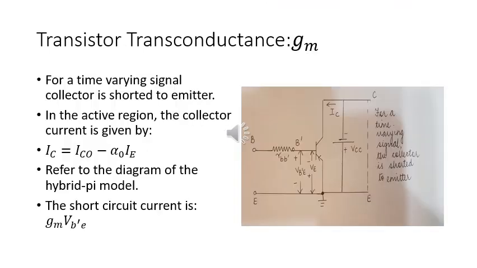We now carry out a calculation of the transistor transconductance GM. For a time varying signal, the collector is shorted to emitter. In the active region, the collector current is given by IC is equal to ICO minus alpha O IE. If you refer to the diagram, the hybrid pi model, the short circuit current is GM VB'E.